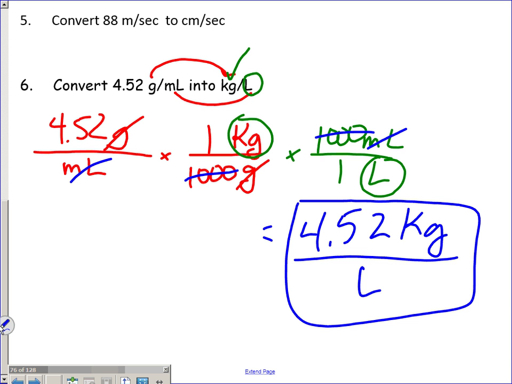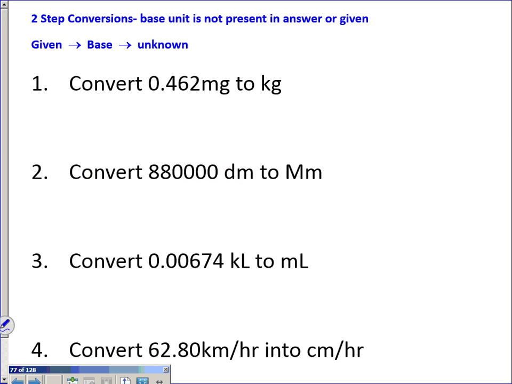All right, look at the next set of questions. Look at those and tell me which ones you feel like, oh my gosh, I don't know how to do this, or which ones you're not sure about.